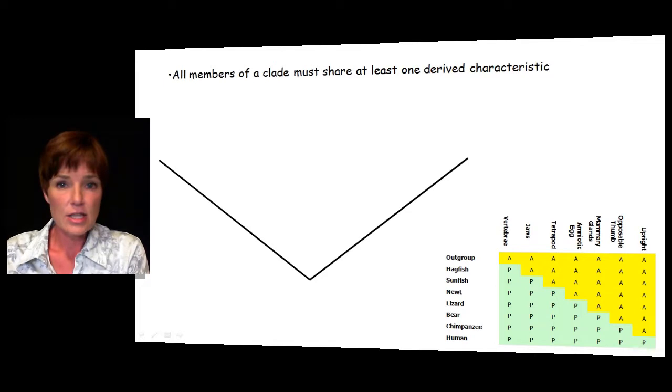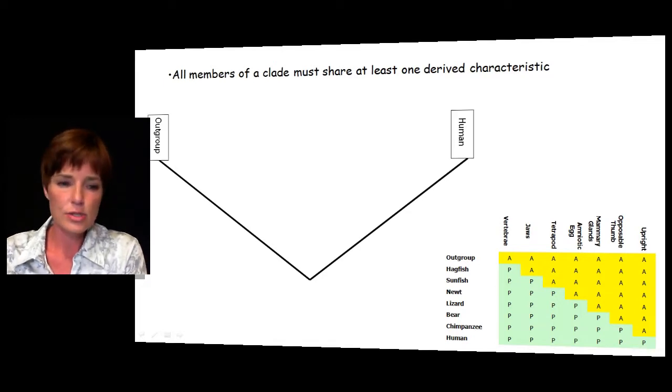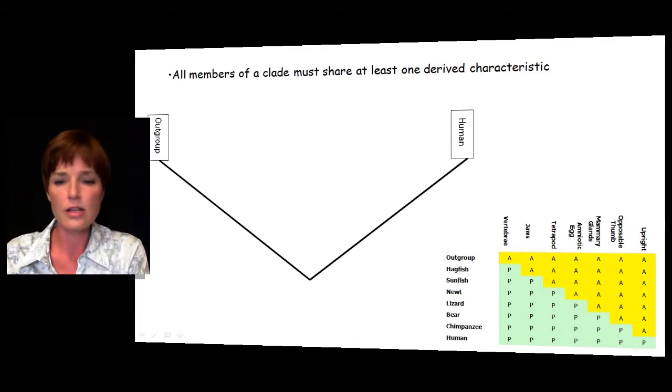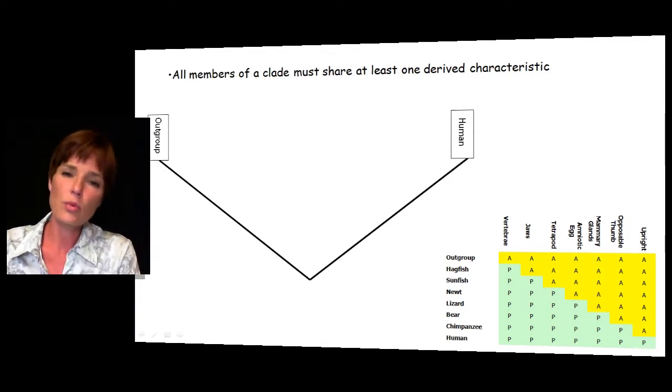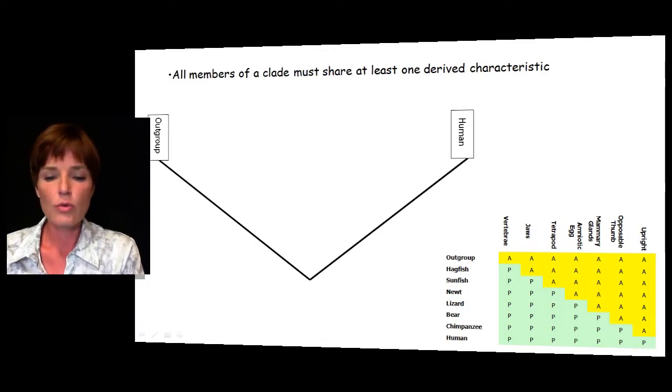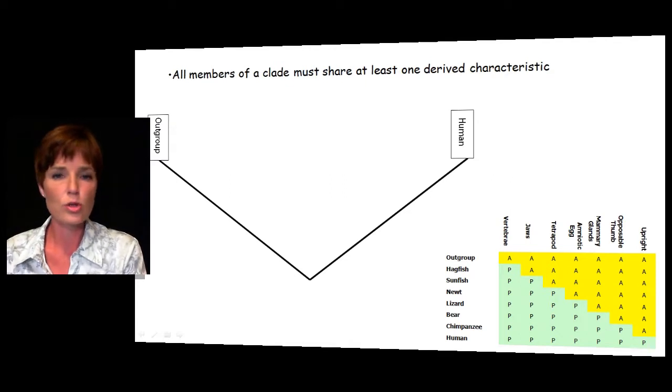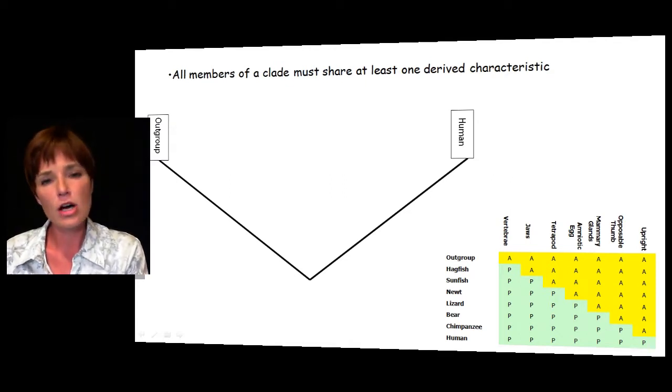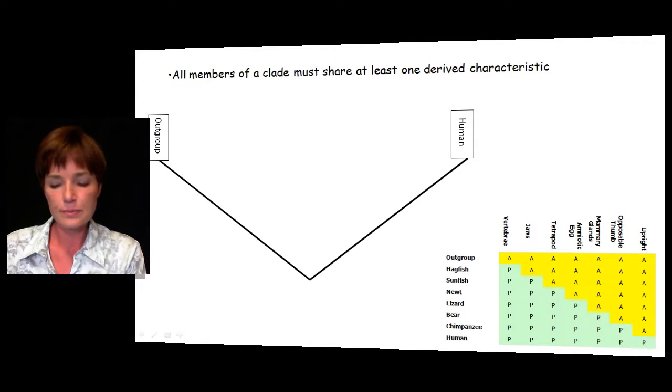We'll start by making the two branches of our tree, and we put on one side the outgroup, and then on the other far side we want to have the most different individual or organism, which in this case is going to be human. So if you look at the way all of the characters played out in our little table, we've got the outgroup at the top and we've got the human at the bottom because those two were so different from each other in all of the characteristics that we're looking at.